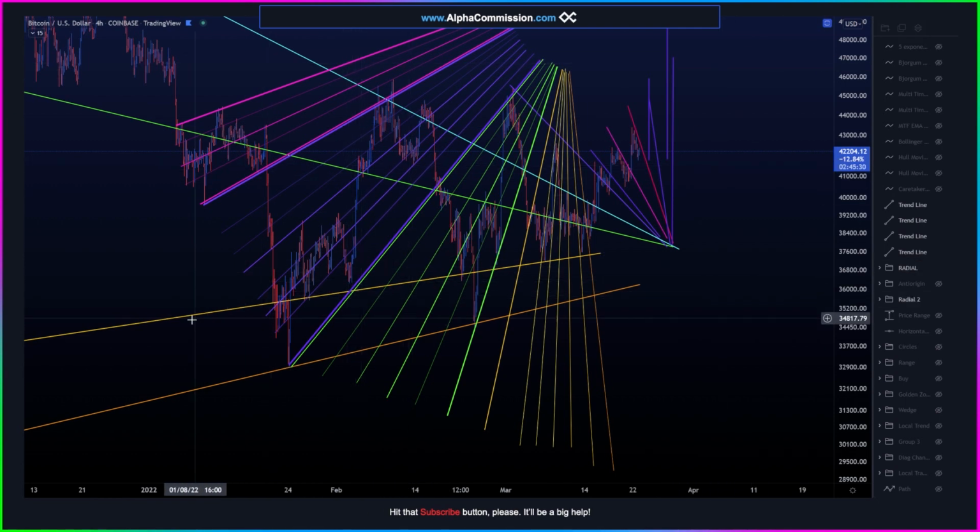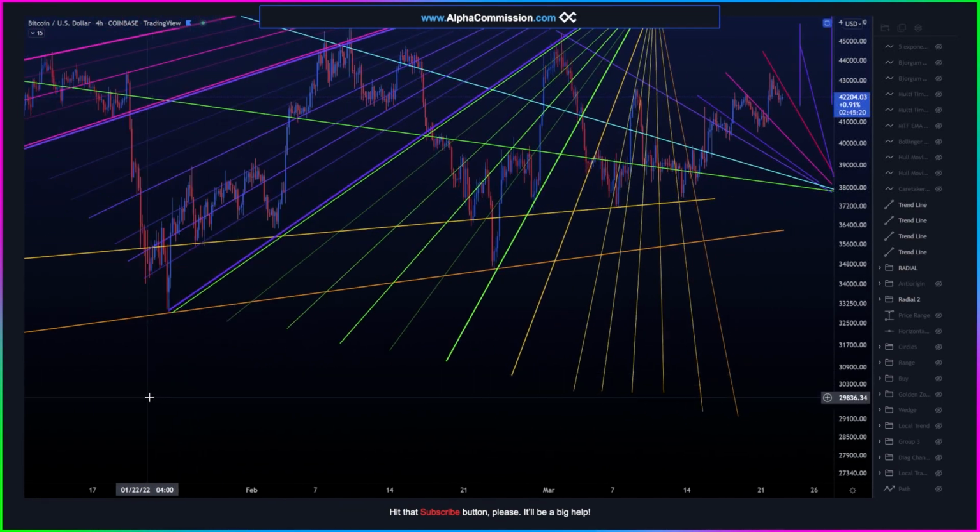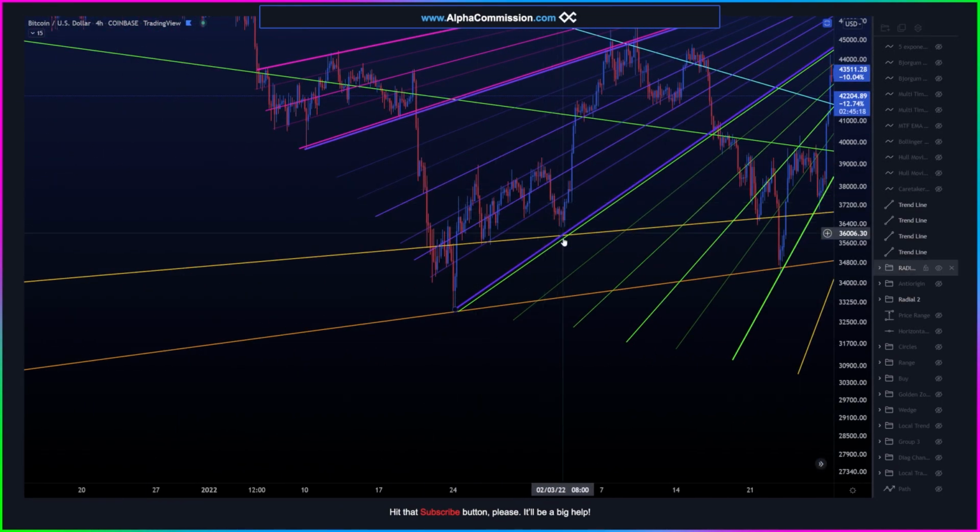Look at this. There's a radial here, and then there's a radial here. And so look where it bounced. Look how perfect this is. I didn't even notice that. Look how perfect that is. It bounced off of the double radial, this radial and this one originating from a totally different spot. That's exactly where it bounced from.